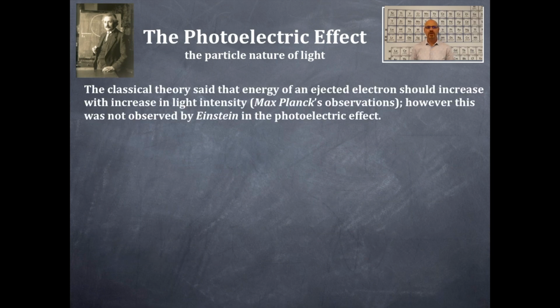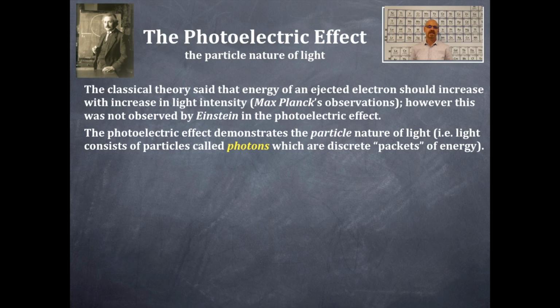The classical theory said that energy of an ejected electron should increase with increase in light intensity. That was Max Planck's observations. Look at the previous video. However, this was not what was observed by Albert Einstein in the photoelectric effect experiment. Okay, what he did is the photoelectric effect demonstrates the particle nature of light, i.e. that light consists of particles called photons, which are discrete packets of energy.